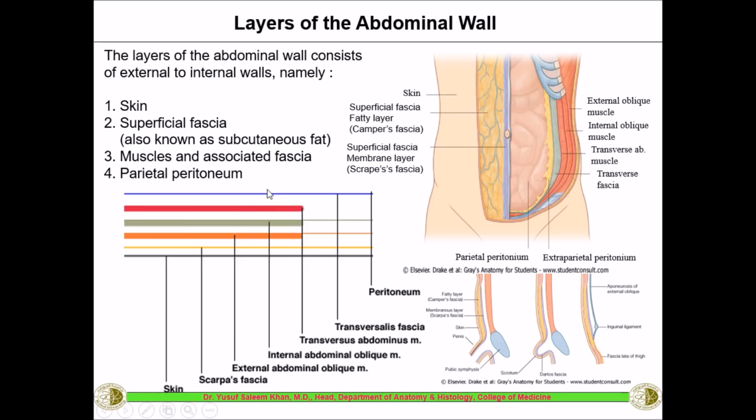So this is how you can trace the structures from outside to inside. The most superficial is the skin, then the superficial fascia, especially, as I said, there are 2 layers: the fatty layer which is called the fascia camper, and then deep inside the membranous layer which is called the fascia Scarpa. Then we have 3 muscular layers: external oblique, internal oblique, and transverse abdominis, and deepest will be the transversalis fascia, and deep to that will be the peritoneum.